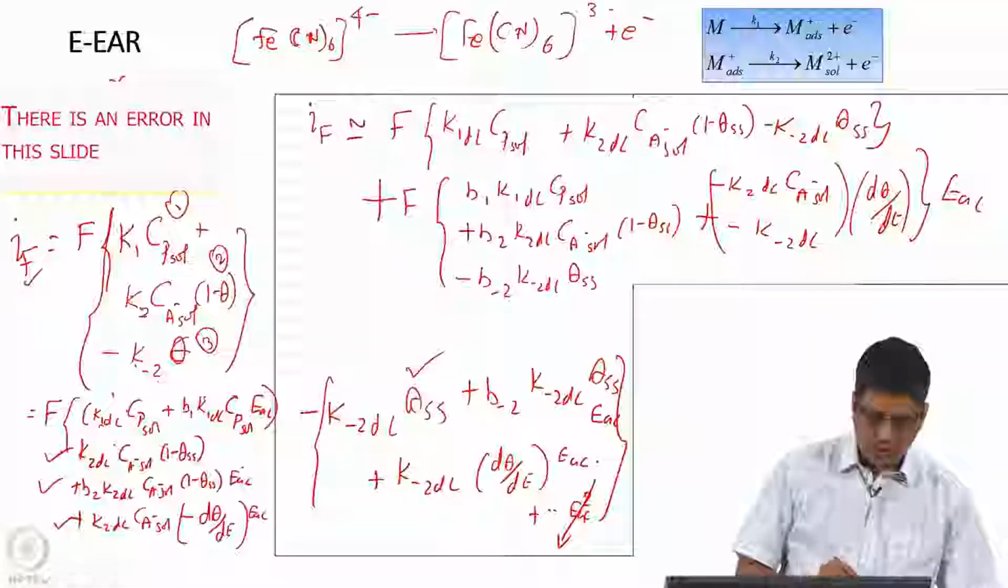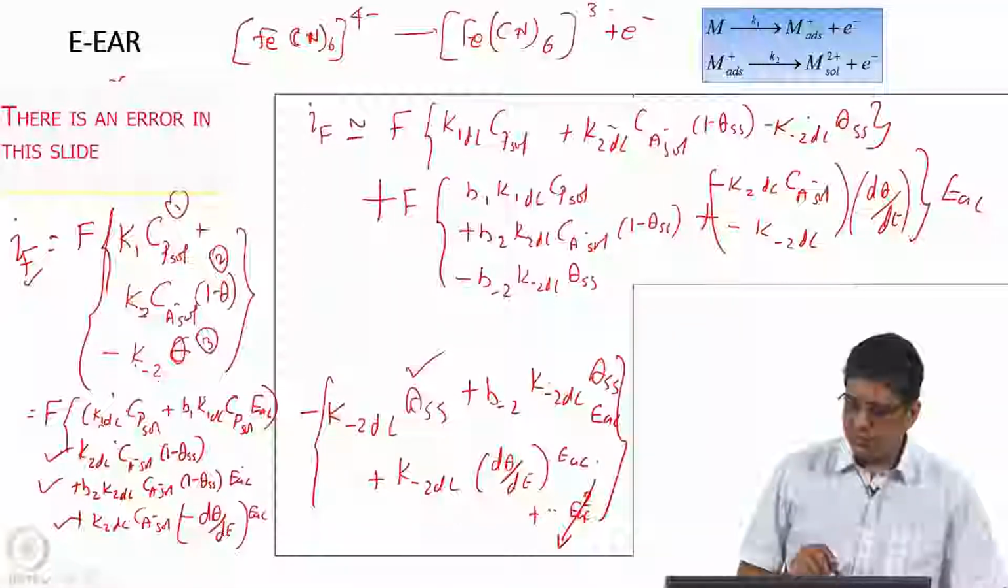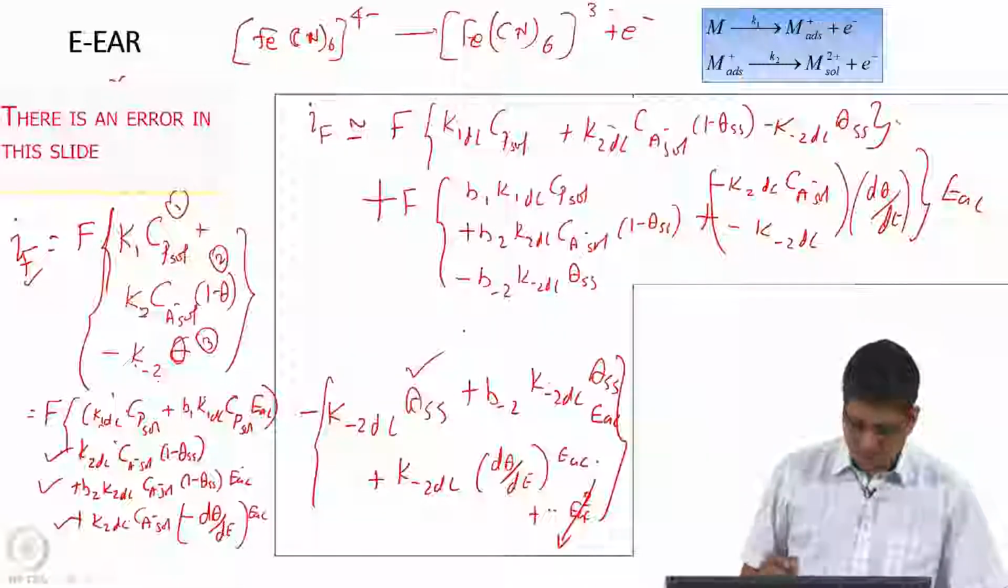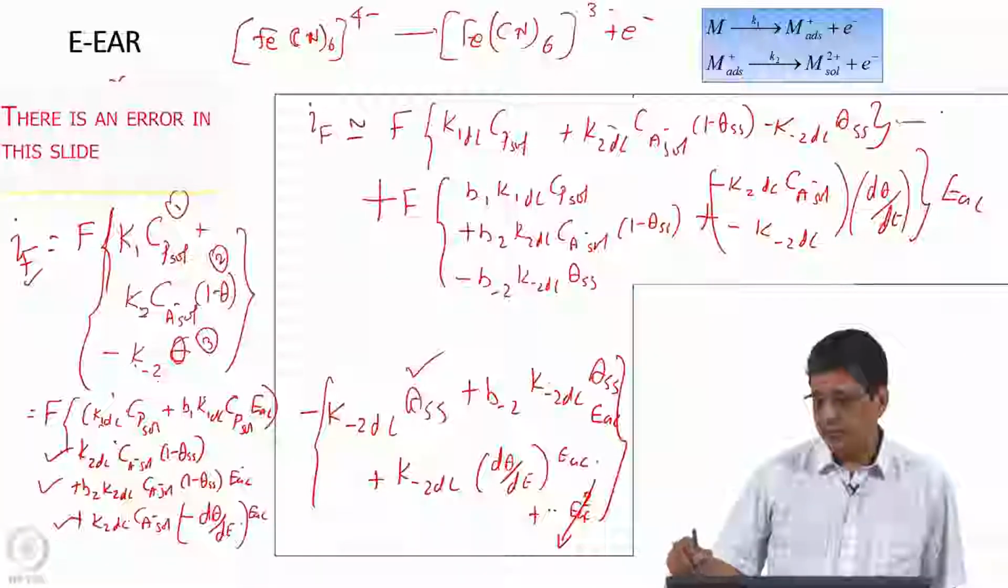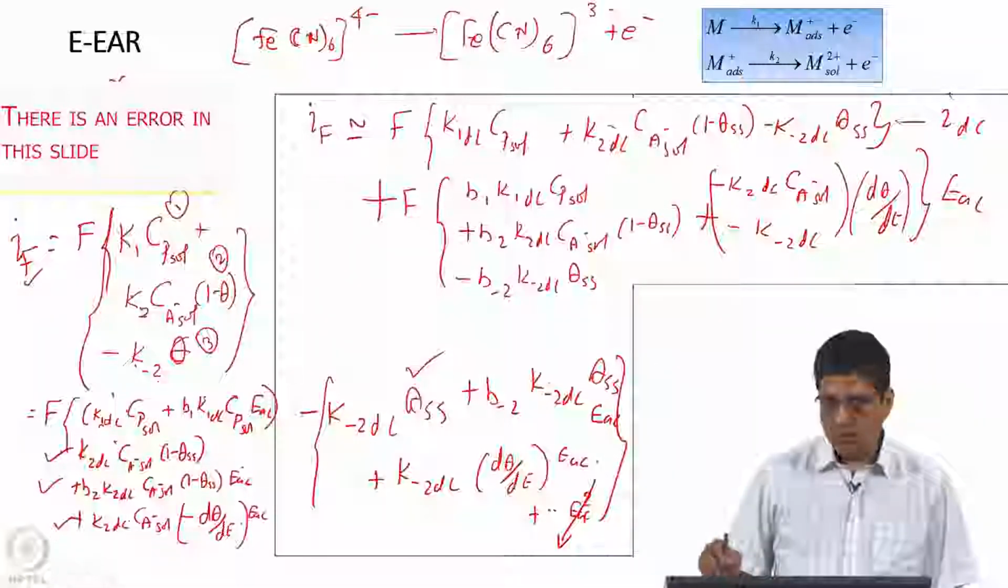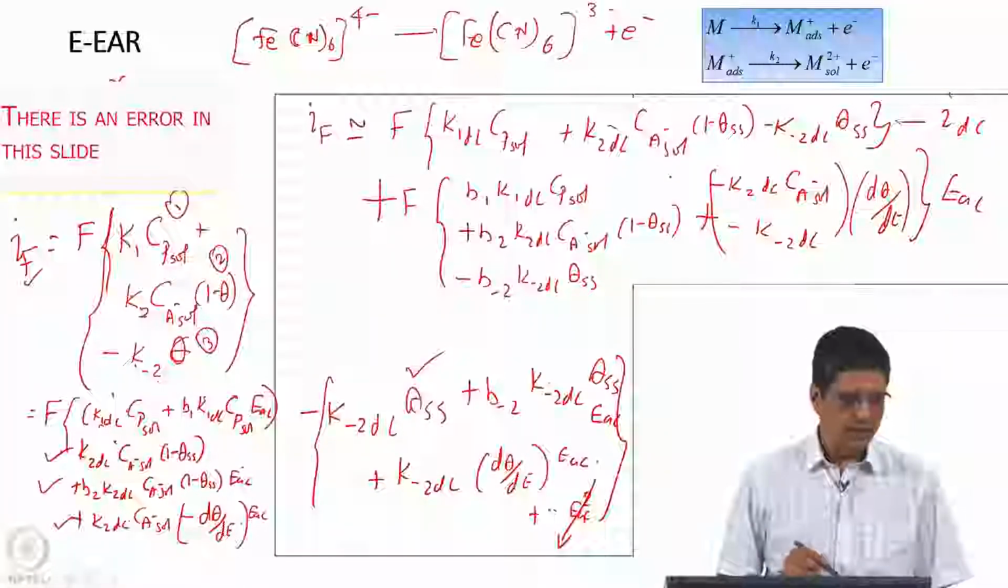I got 1, 2, 3, 4, 5, 6, 7, 8 terms here. 3 of the terms contribute to DC. Then remaining terms, am I doing it correctly? Am I missing anything? I got 1 d theta, another d theta. Yeah, out of the 8 terms, 3 terms go to the DC, 5 terms go to the AC. Out of the 5 terms, 2 of them depend on d theta by dE, remaining 3 terms are independent of d theta by dE.